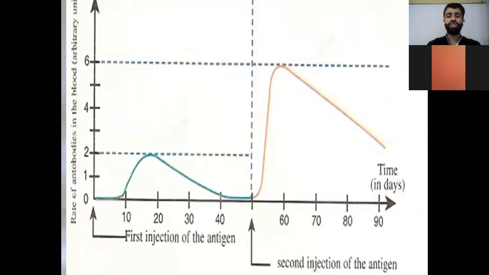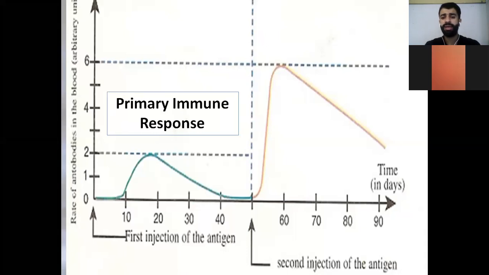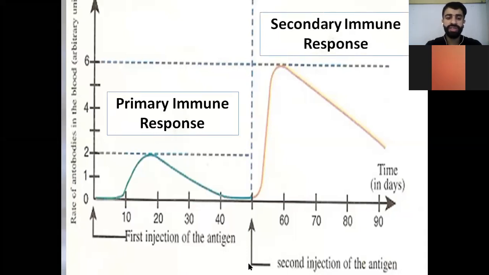This graph is showing the difference between the primary immune response and the secondary immune response. It shows the rate of antibodies in the blood in arbitrary units, AU, as a function of time in days. The first injection of the antigen gives the primary immune response against it, while after the second injection, we call it the secondary immune response.